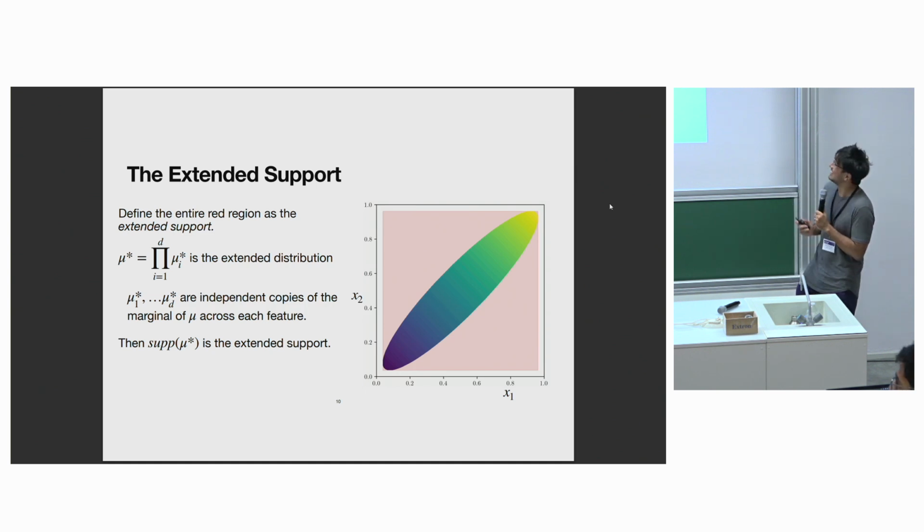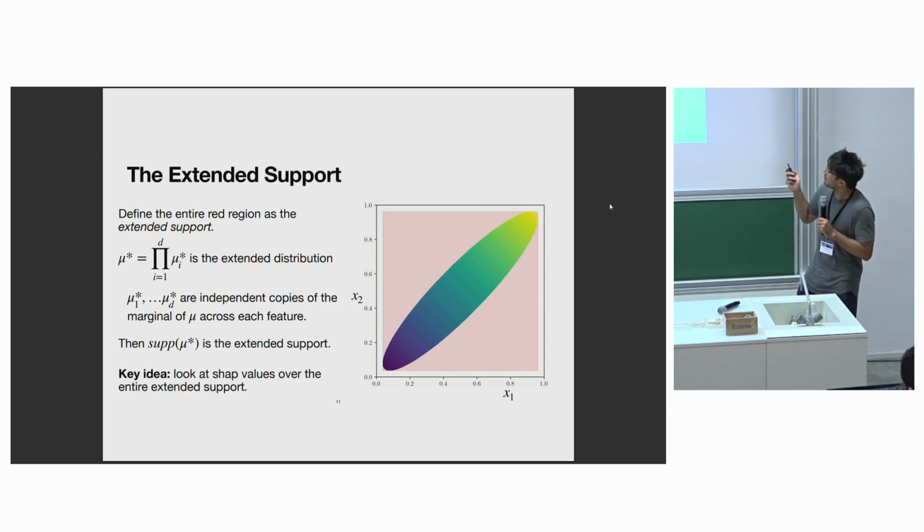Sorry about that. So this motivates the extended support, which is defined by taking the marginal distribution across every feature, making them uncorrelated, and then taking the resulting product distribution. Basically, pretend each feature is independent of the others and follows the given marginal distribution. When we use the extended support and re-examine SHAP, it turns out we get much, much nicer behavior.